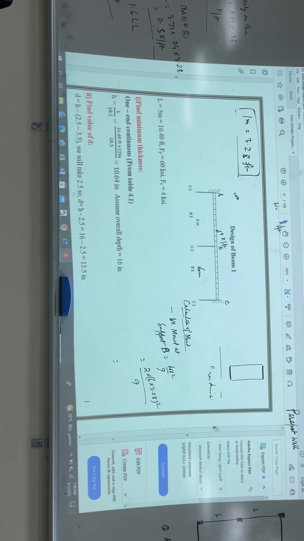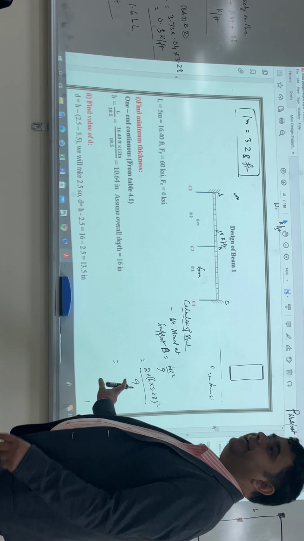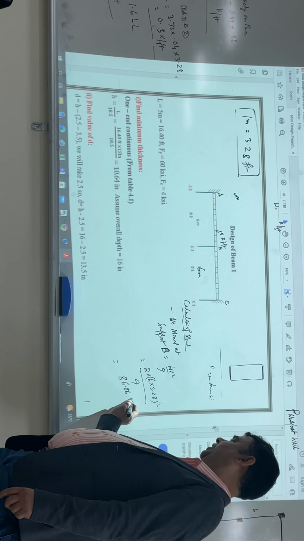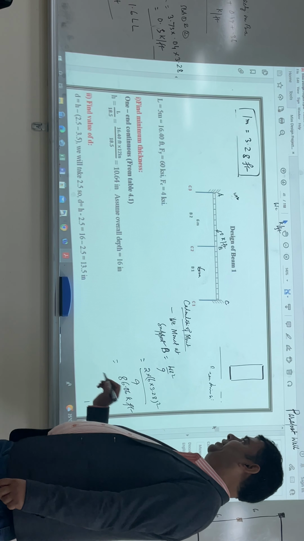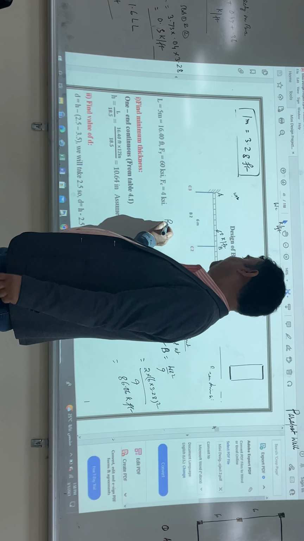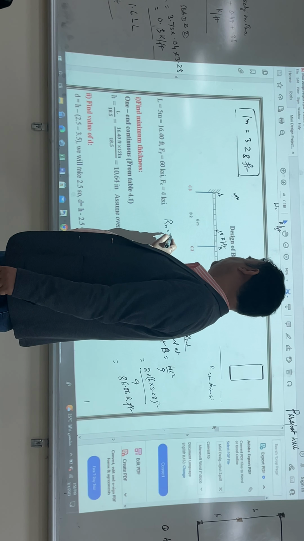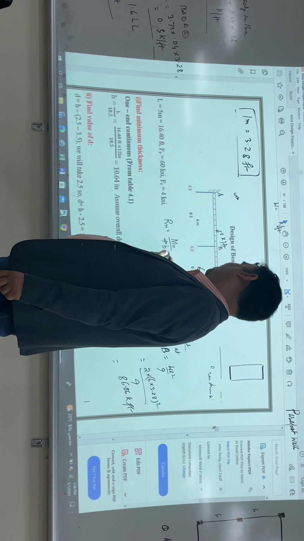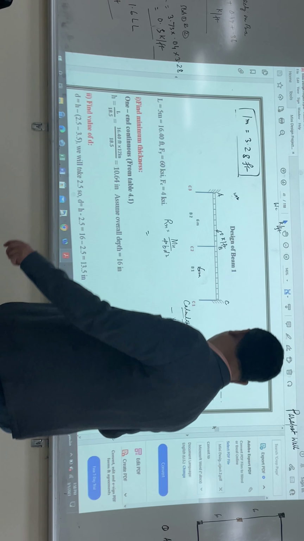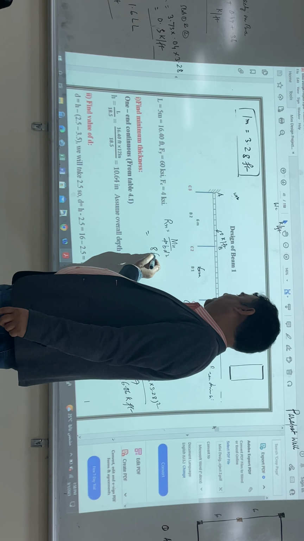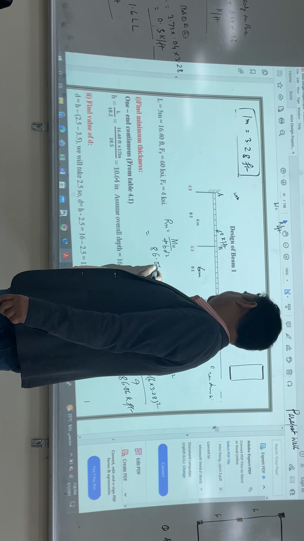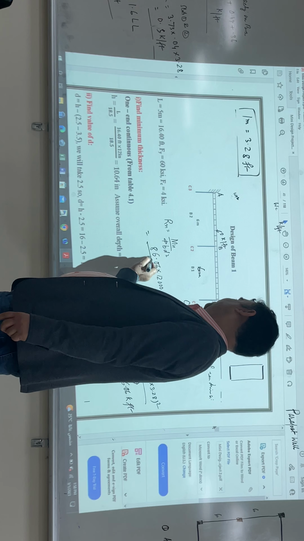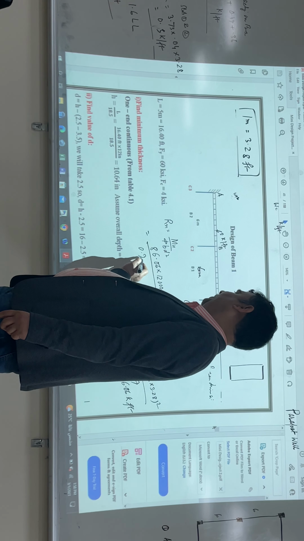86.06 kilo feet. Then calculate Rn. Rn is equal to Mu over phi b d square. So Mu is how much? 86.06 multiplied by 12,000 divided by 0.9.